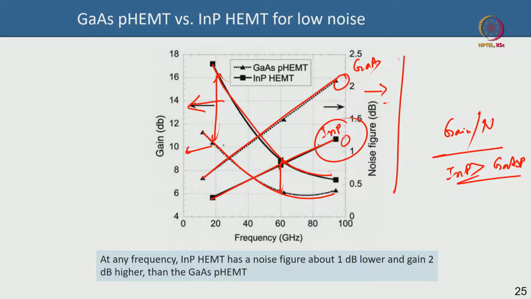When I say gallium arsenide HEMT these days, it inherently means pseudomorphic HEMT only, okay, more or less, and indium phosphide HEMT means the lattice matched indium phosphide HEMT, not the pseudomorphic indium phosphide HEMT, okay.